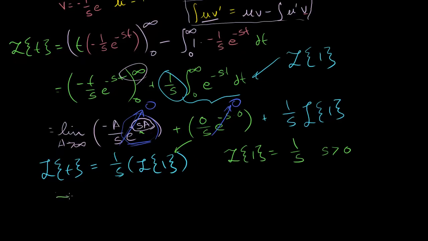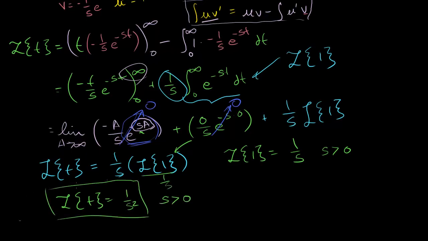So the Laplace transform of t is equal to 1 over s times 1 over s, which is equal to 1 over s squared, for s greater than 0. So we have one more entry in our table, and then we can use this. What we're going to do in the next video is build up to the Laplace transform of t to any arbitrary exponent. And we'll do this in the next video.